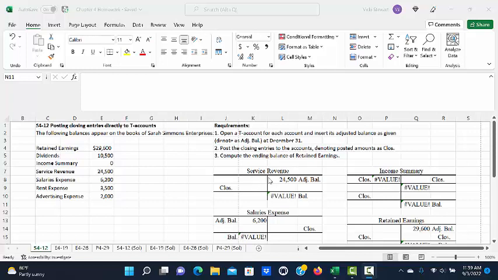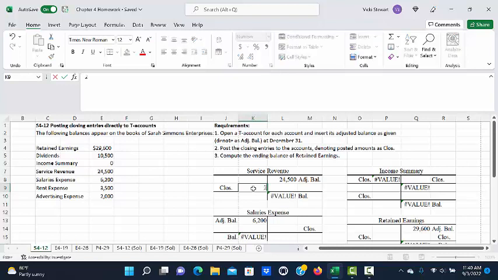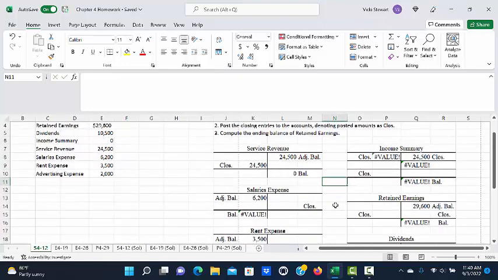So our first account we are going to close is service revenue. Service revenue has a $24,500 adjusted balance, so that is a credit balance. To close service revenue, we are going to debit it for $24,500, and we are going to credit income summary for that amount. Next, we have our expense accounts.